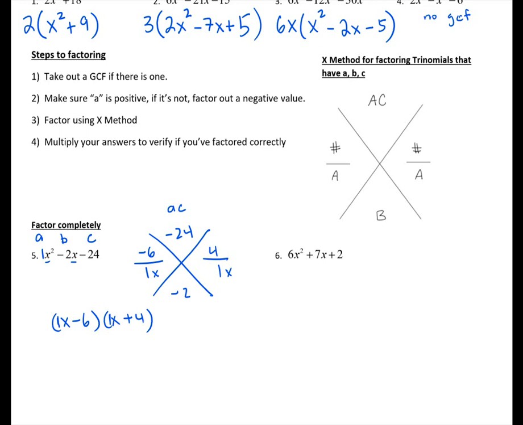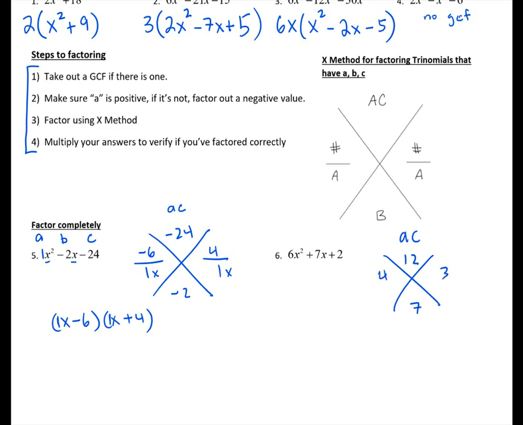Okay? Let's try number 6. So we're going to go through the steps. Step 1. So just follow these 4 steps right here, right? Is there a GCF? 6, 7, and 2, it doesn't look like there's any number except for 1 that divides all of them. So there's no GCF. All right, A is positive, so now I'm going to do the x. A times C is going to be 12. B is 7. So what numbers multiply to give me 12 but add to give me 7?